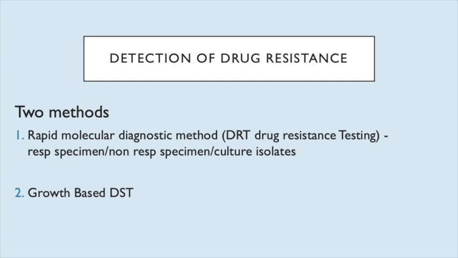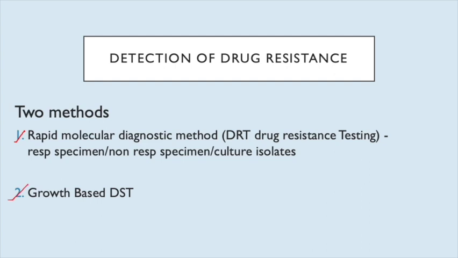So how do you detect resistance? My talk is split into two, detection and treatment. We are here in the first part, and I'm trying to make it as simple as possible. There are two methods to detect drug resistance. One, a rapid test, and two, a culture based test.